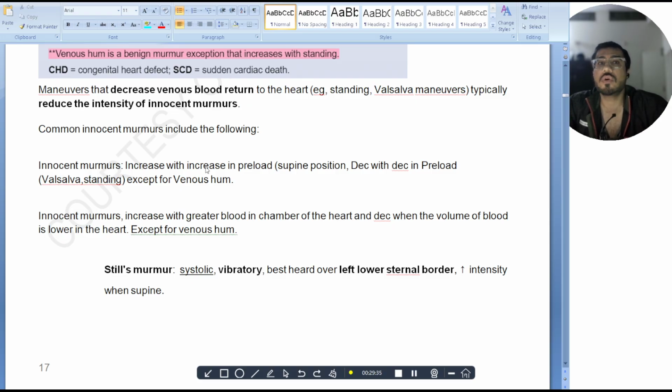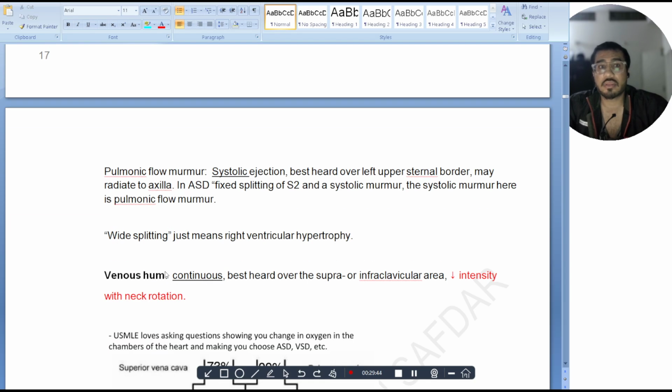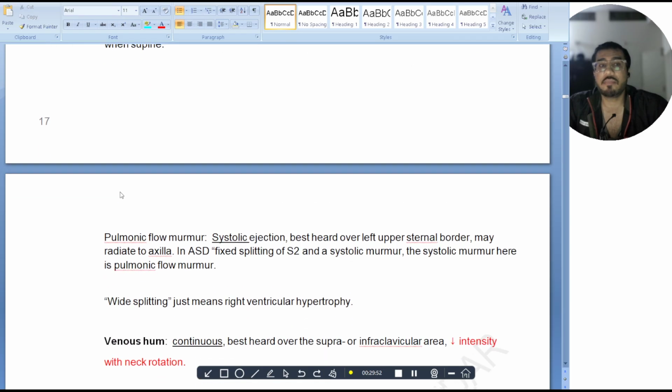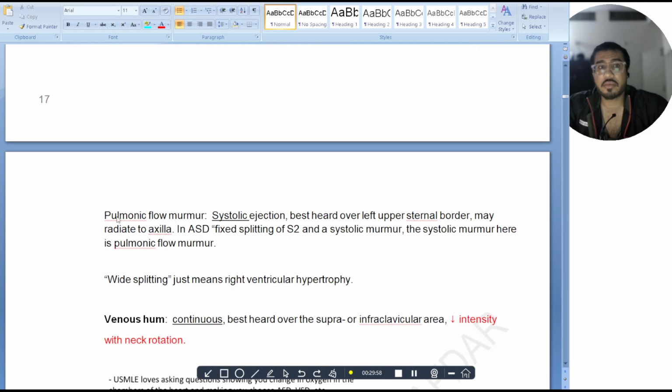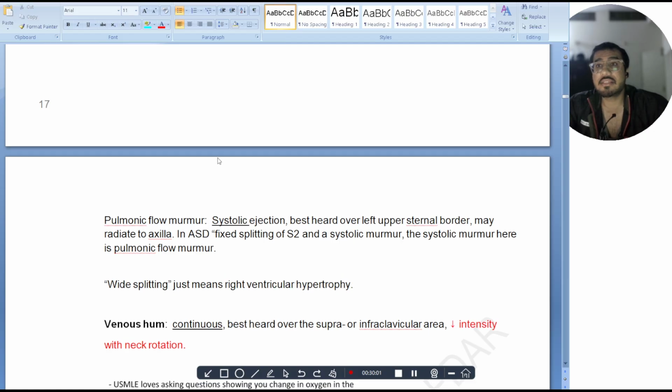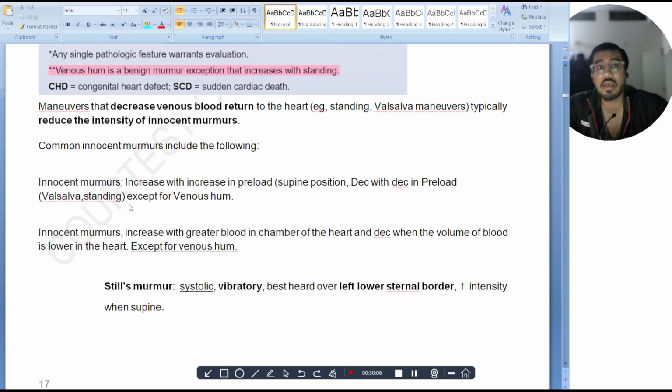Venous hum is also a benign murmur. Still's murmur is benign. Pulmonic flow murmur is a benign murmur, and venous hum is a benign murmur. These are the murmurs that are questioned a lot and come up in statements a lot. All of these three are benign murmurs, and the Still's murmur and the pulmonic flow murmur increase when there is more blood in the chambers, like I've written here, increase with increased preload. Another way of saying the same thing is that innocent murmurs increase with greater blood in the chamber of the heart, except for the venous hum.